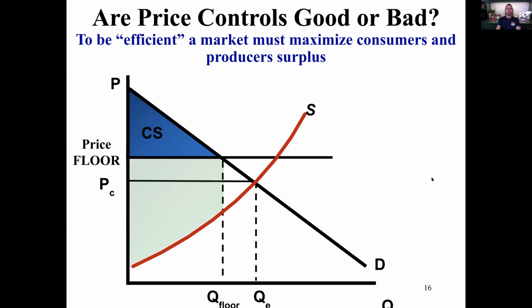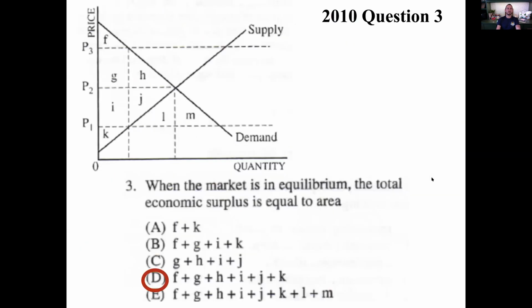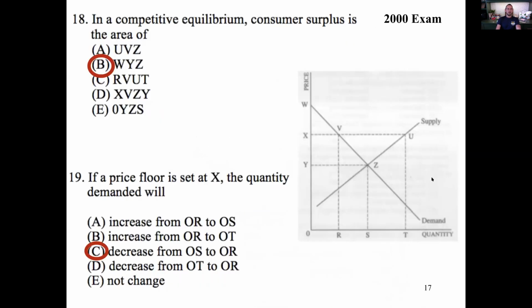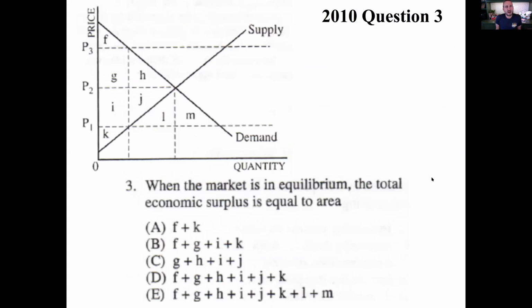But you do need to know graphically how that looks. And you need to know the graphical representation of the inefficiency, that deadweight loss, okay? So again, maybe they'll have this graph drawn for you and they'll ask you to analyze it. If they do, that says when the market's in equilibrium, what's the total economic surplus? Well, your consumer surplus is FGH, your producer surplus is IJK, okay?